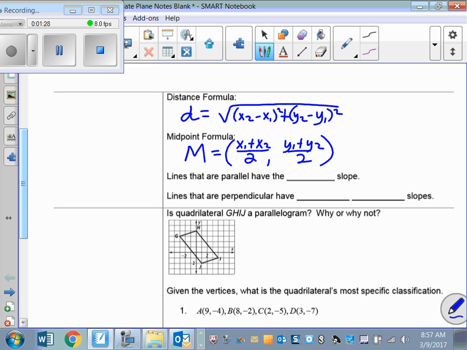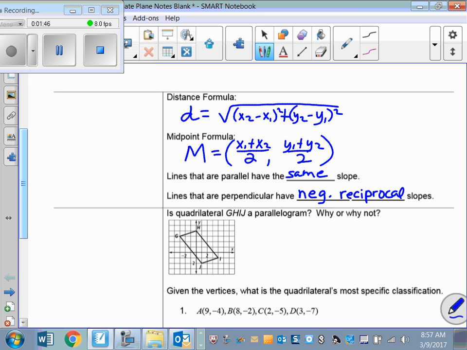Also, we're going to use slope a lot, and we need to remember that lines that are parallel have the same slope, and if the lines are perpendicular, they have the negative reciprocal, or opposite reciprocal, slope. So think about that for a second.